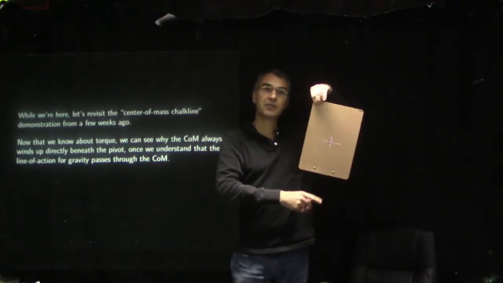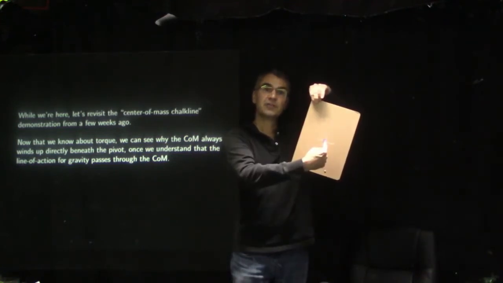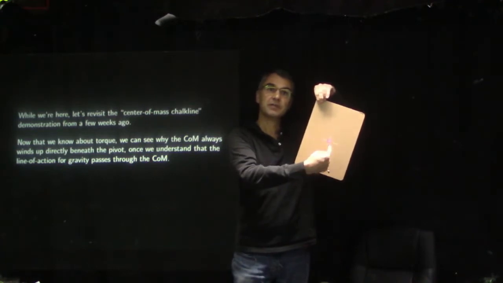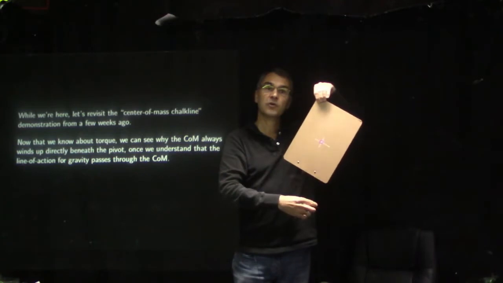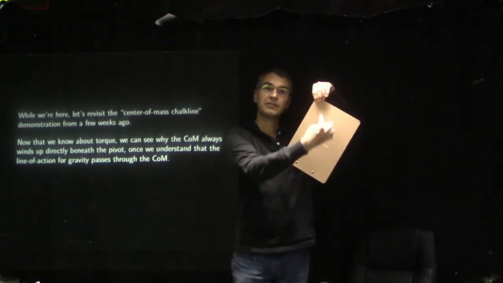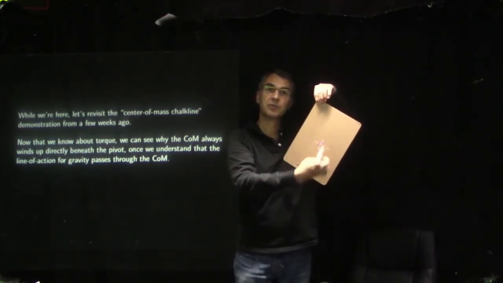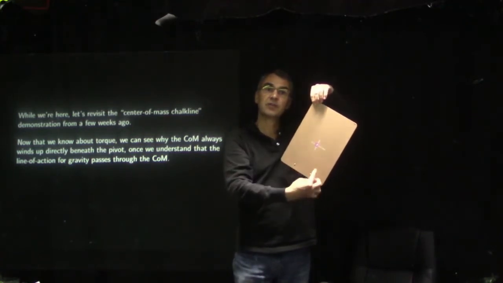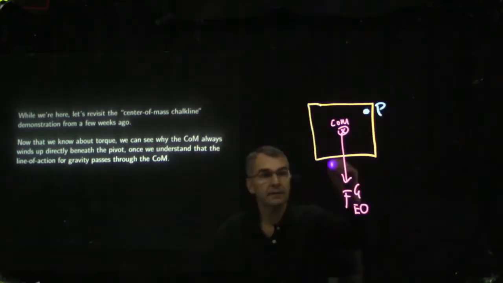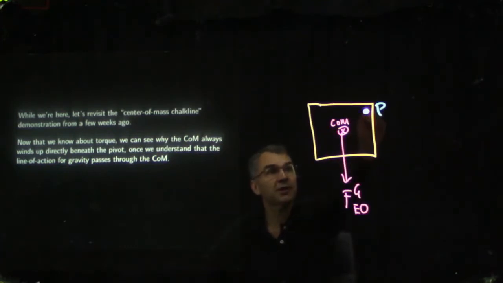So here I'm pinching. If the center of mass is not directly below the pivot, then gravity will exert a non-zero torque. That torque only becomes zero once the line of action of gravity passes directly through the pivot. The line of action of gravity passes directly through the pivot if the center of mass is directly below the pivot. Again, if I suspend this object from this pivot P, here's its center of mass.